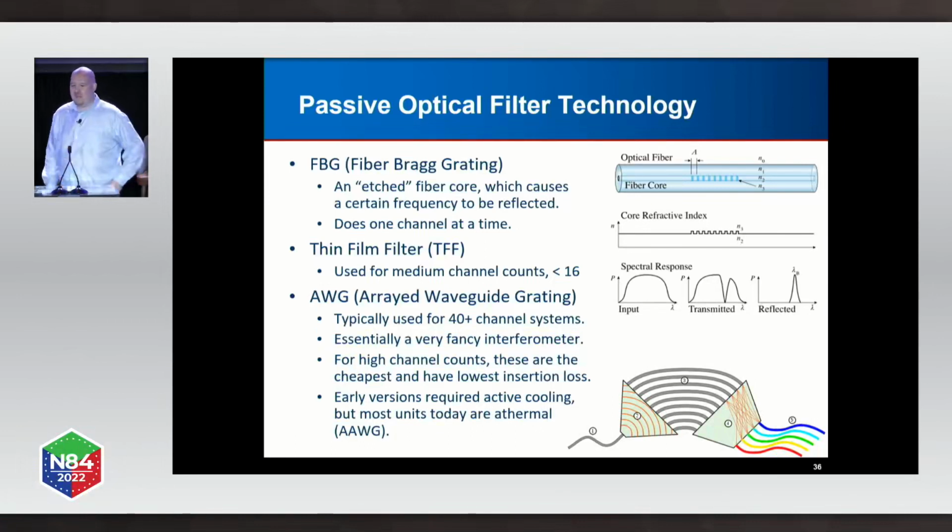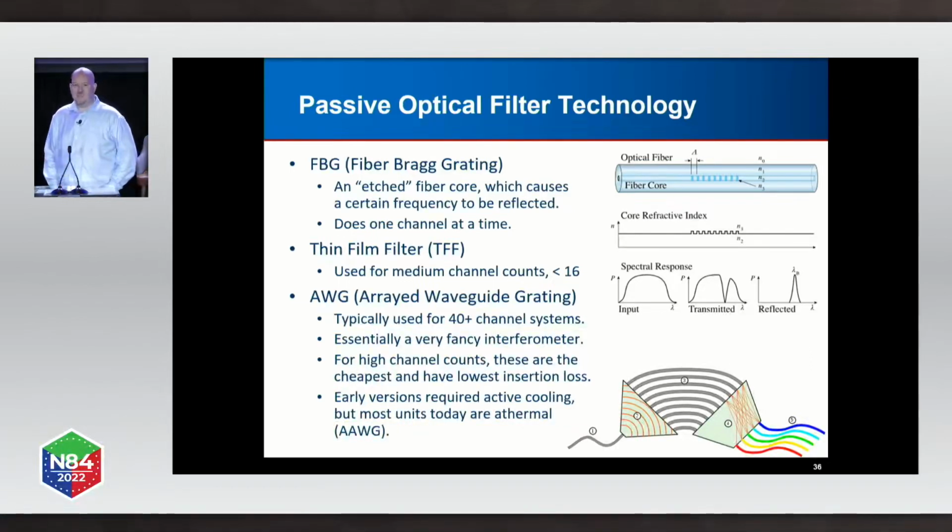You have another technology called TFF, thin film filter. So this is commonly used in your like 16 channel count muxes. It's out there, but it's not as pervasive as it used to be.